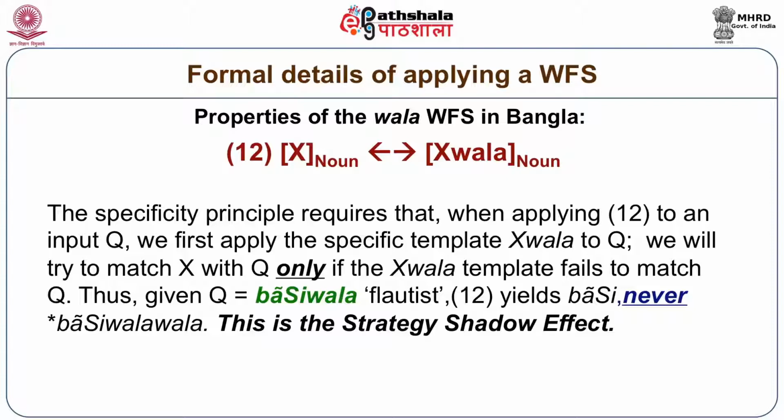What do you have? You have X label noun, bidirectional arrow, X-wala label noun. That is what you've got. Now what is a strategy? A strategy is a bidirectional arrow with things on its two sides. Those things are called templates. A template is a canonical shape type that you're matching with an actual shape.